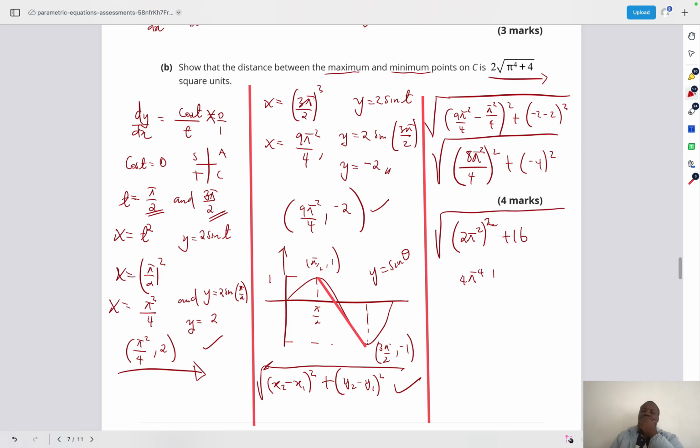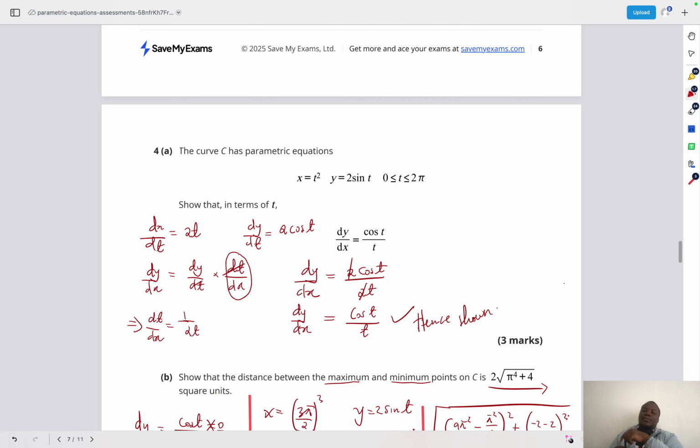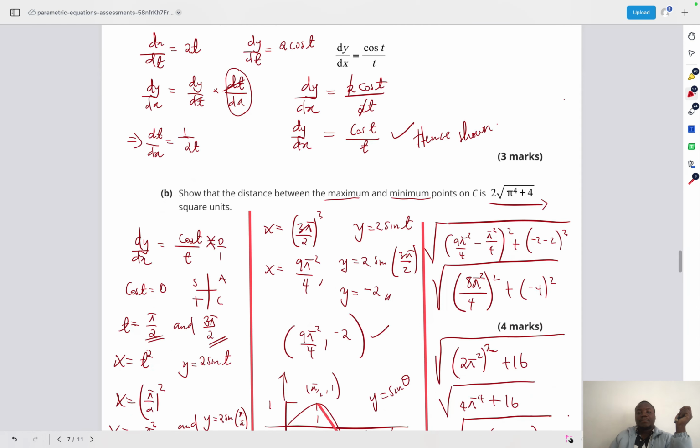Now here, 2 pi squared means 4 pi to the power 4 plus 16, and then we are trying to find the square root of this. I can factorize the 4 inside to have pi to the 4 over 4 plus 4, and then there's a square root here. Since I don't know the square root of this and I know what the square root of 4 is, which is 2, I can say this is 2 root of pi to the 4 over 4 plus 4, hence shown, because this is what they said we should show. So we will have shown that, we are good and we get our full marks. I don't know how many marks this question had.